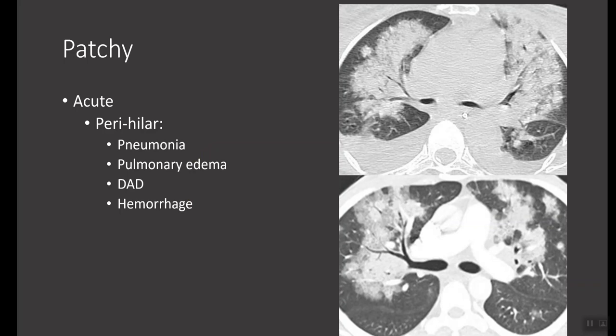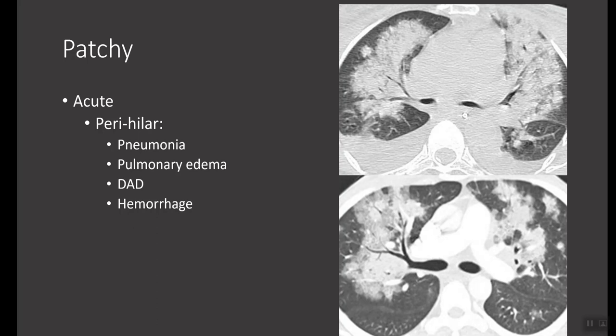Now, patchy consolidation can also be perihilar in distribution. When we see perihilar patchy consolidation, the differential changes a little bit. It's harder to come down firmer on a particular entity. So again, when we see consolidation, one of the things that we always want to consider is pneumonia. But when it's perihilar like this, you also want to think about pulmonary edema, diffuse alveolar damage, as well as hemorrhage. Diffuse alveolar hemorrhage can produce perihilar consolidation.